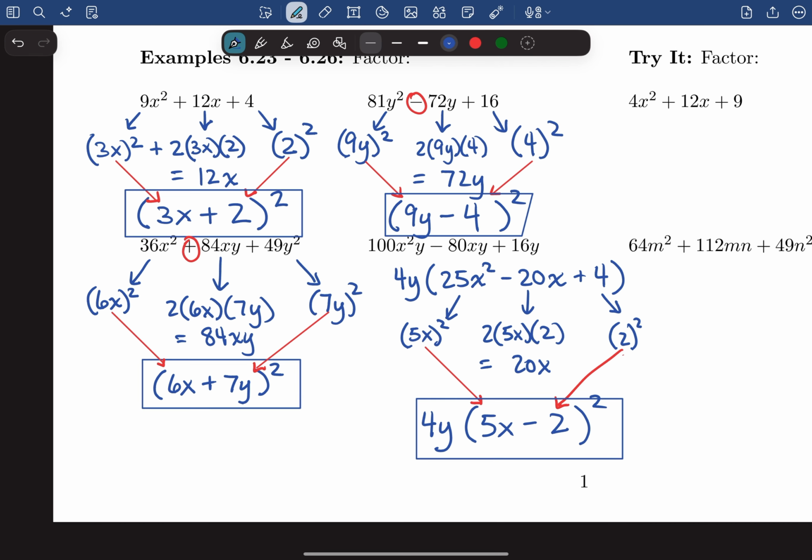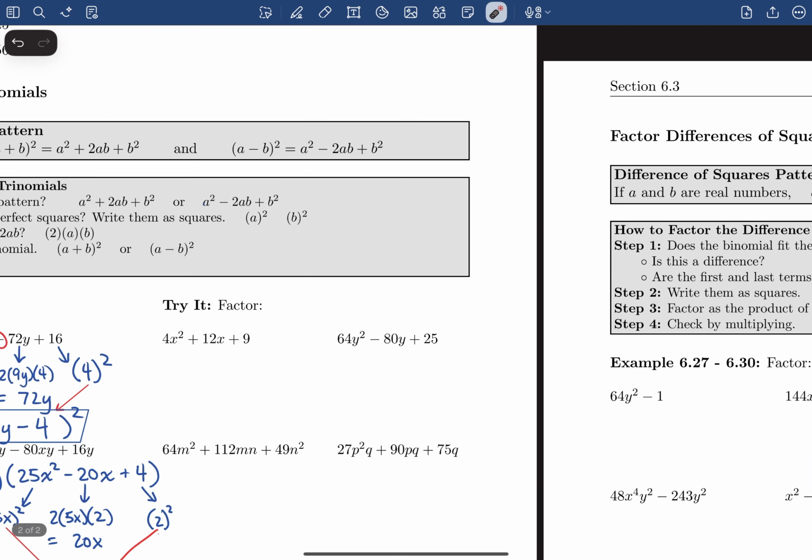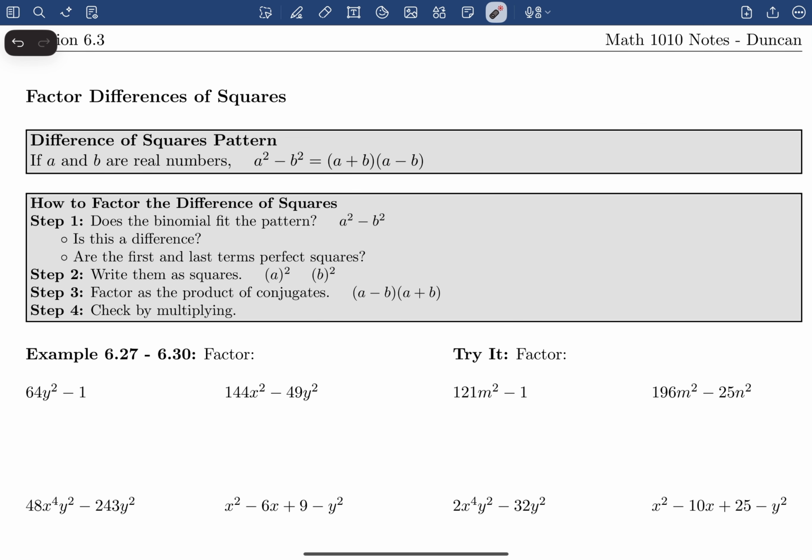Great. So go ahead and try some of these examples on the right-hand side, comparable to what we've just practiced. Let's move forward, and we're going to practice now factoring the difference of squares. So the difference of squares is another factoring pattern that you have to recognize as you move forward in algebra.